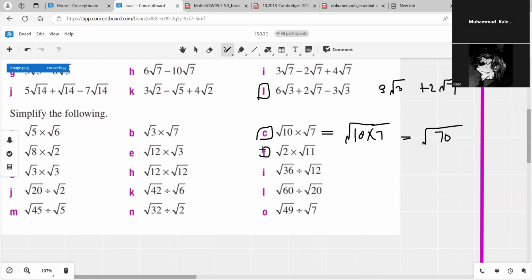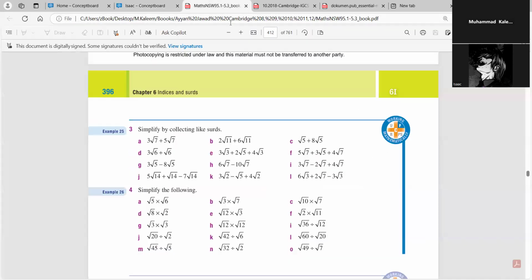Can you please tell me what the answer for the F part will be? Root 22. Yes, it is. And what about the I part? In this one, we need to divide it. It seems like multiplication. It'll be 3 root 3. Wouldn't it be root 3?